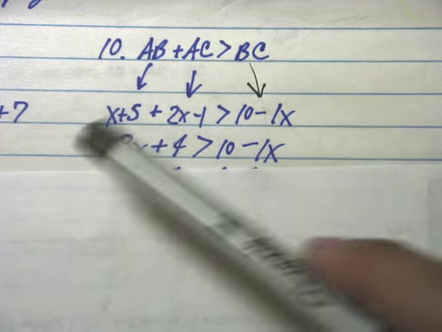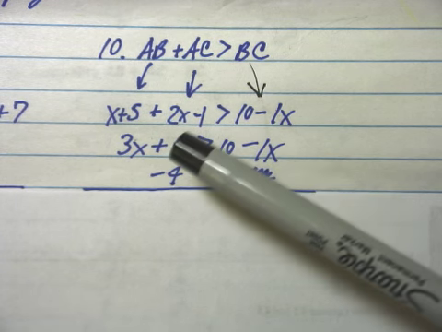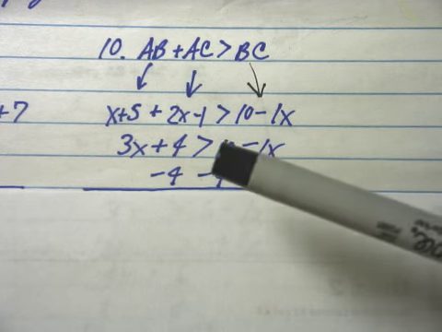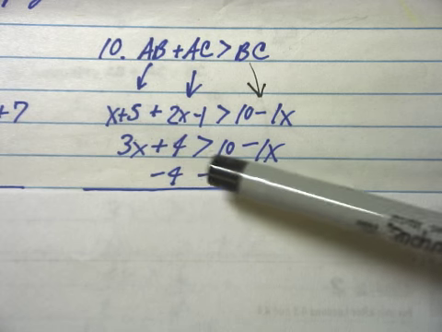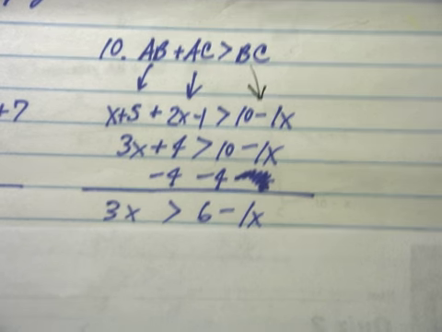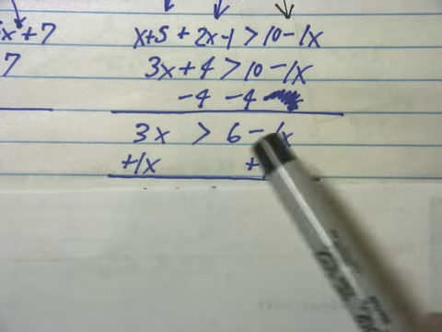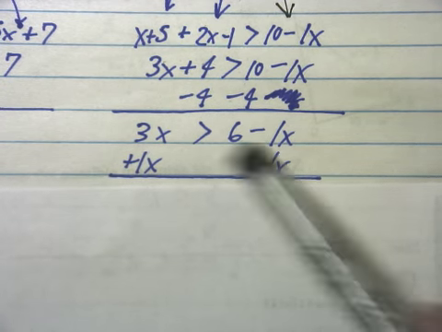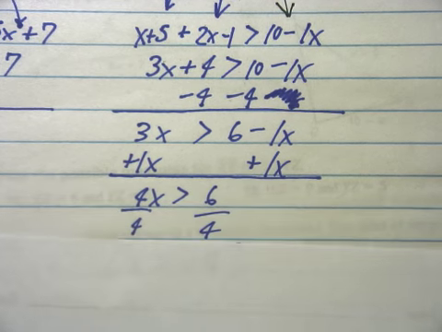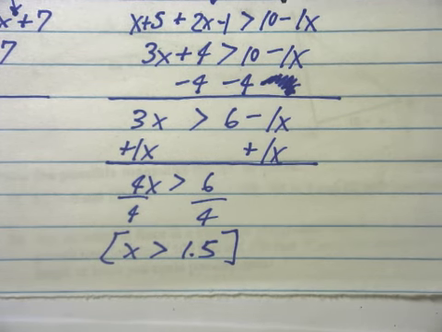Now I have variables on both sides of the equation. So I'm just going to combine. Actually, you know what I decided to do? I decided to just take care of the regular numbers here. I could have added 1x to both sides, but I just want to try something different. If you do it that way, that's fine as well. So I'm just going to subtract 4 from both sides here. And that's going to give me 3x is greater than 6 minus 1x. Now further down, I'm going to combine the variables, like terms on both sides of the equation by changing it to plus 1x. That's going to give me 4x is greater than 6. We divide by 4. And x is greater than 1.5.